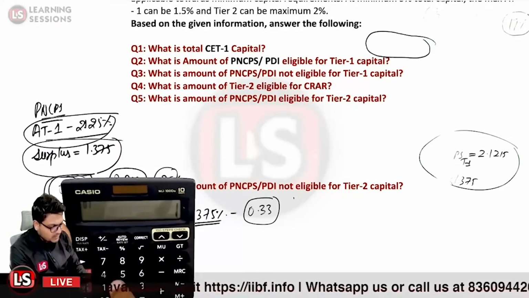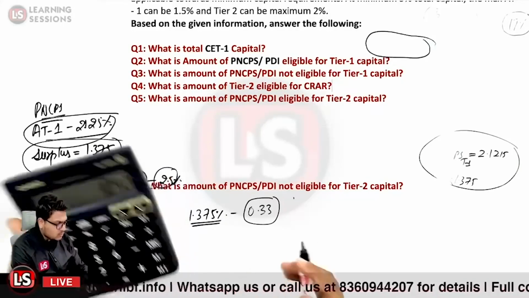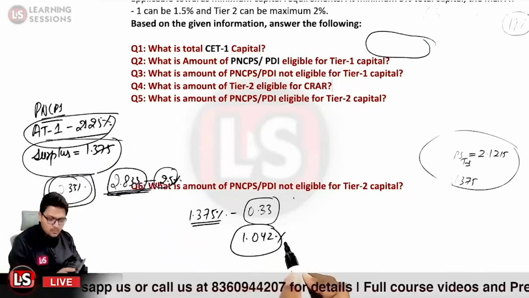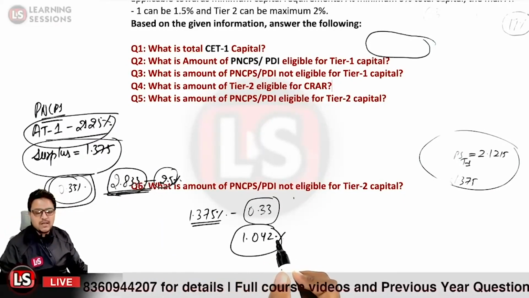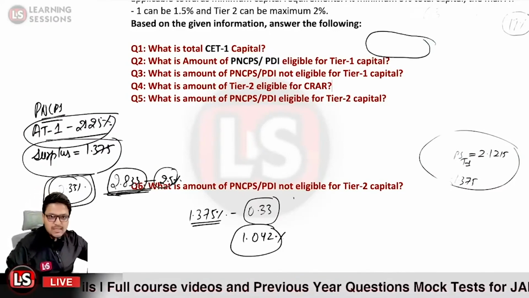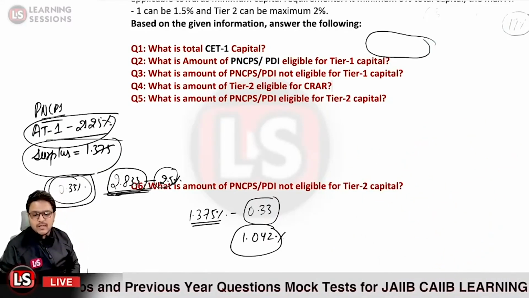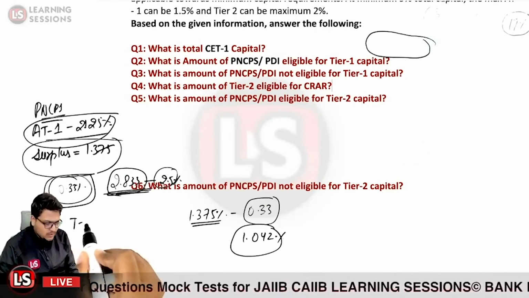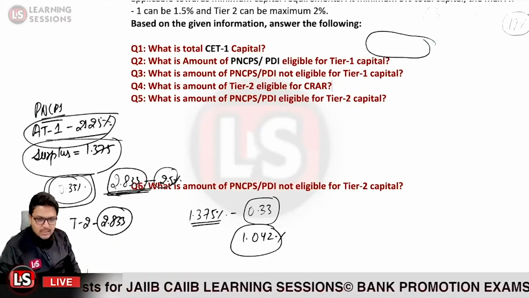So it will be 1.375 minus 0.3333, so the answer comes out to be 1.042. So 1.042 percent of the PNCPS or PDI will not be utilized for tier 2 capital and will not be eligible for the tier 2 capital. Is that clear? So we just calculated the additional tier 1 to be 2.125. We calculated the tier 2 capital to be 2.8333. That is what we calculated.